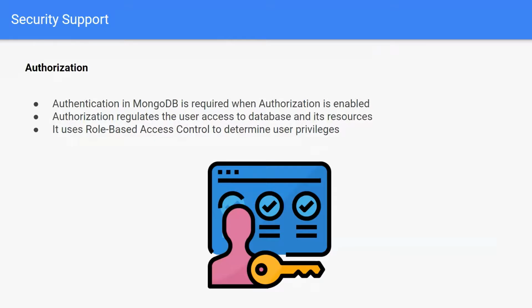Moving on to authorization. Authentication occurs when authorization is enabled. So authorization essentially manages the scope of privileges the user has over the database and its resources. MongoDB uses role-based access control, or famously called RBAC, to determine the user's privileges.